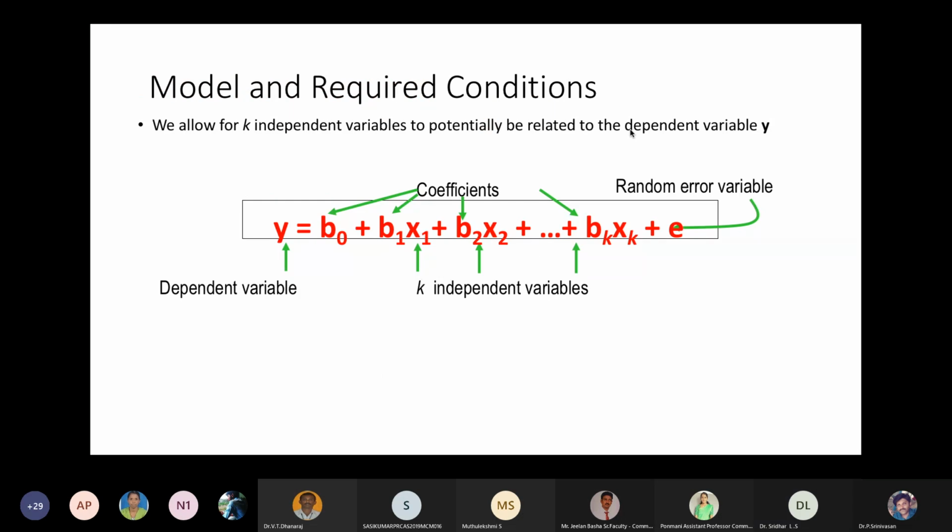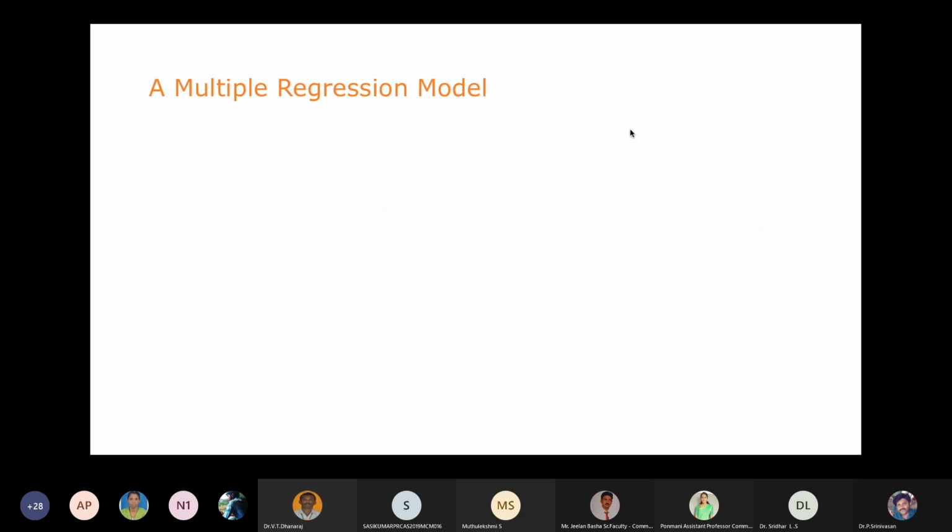So it is a model which has been proposing dependent variable, independent variable. You have been aware of these coefficients and the independent variable, random error variables. This is what actually the proposing model is. Independent variable.